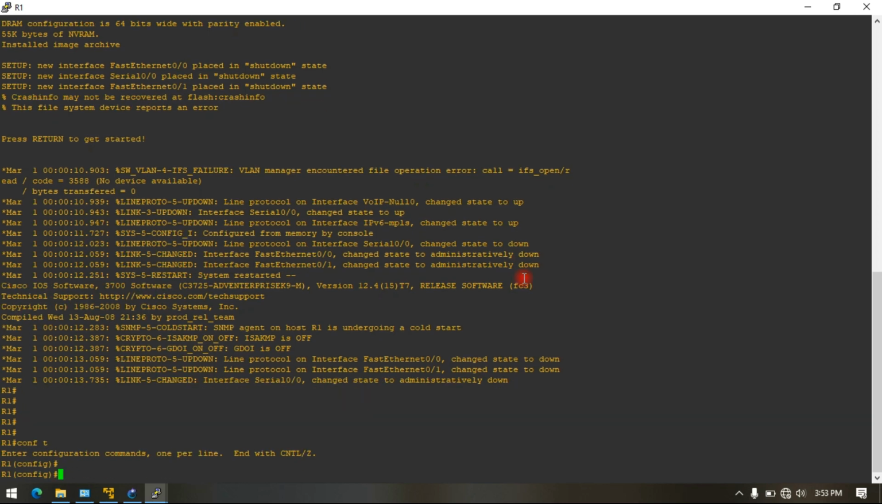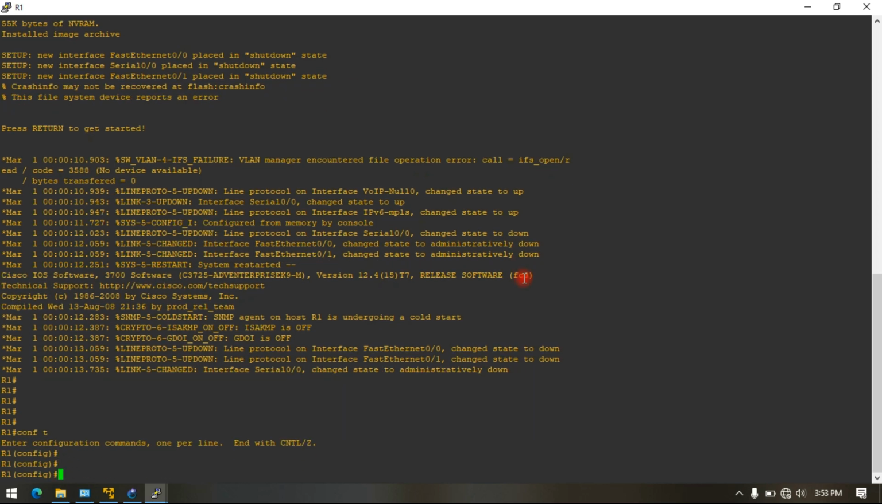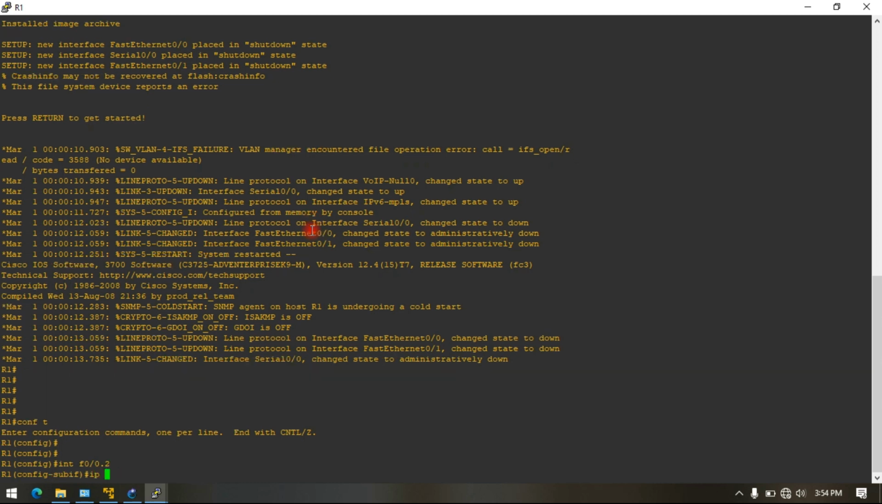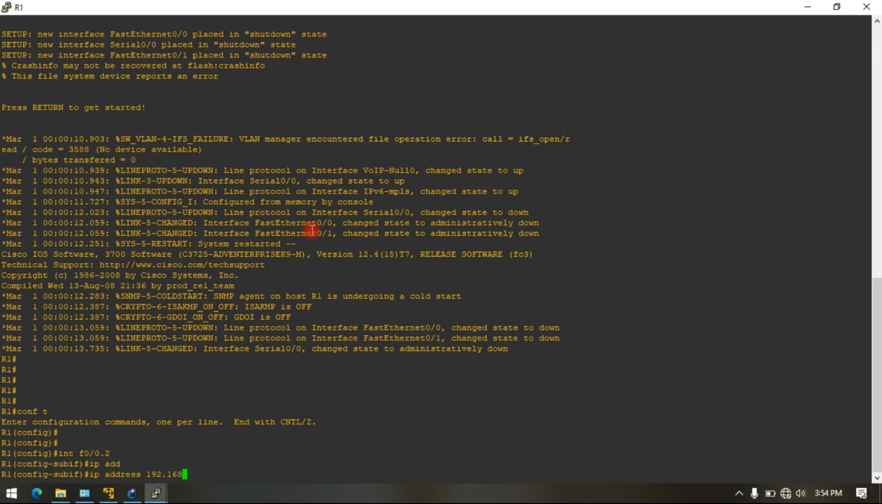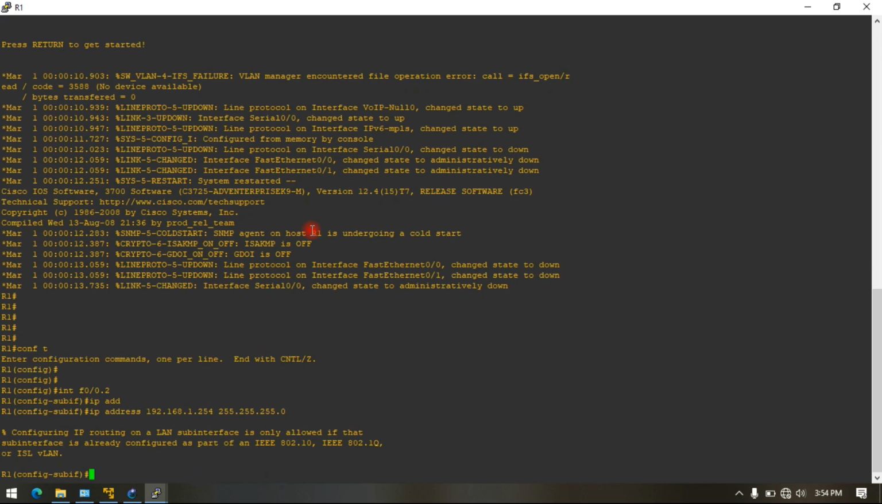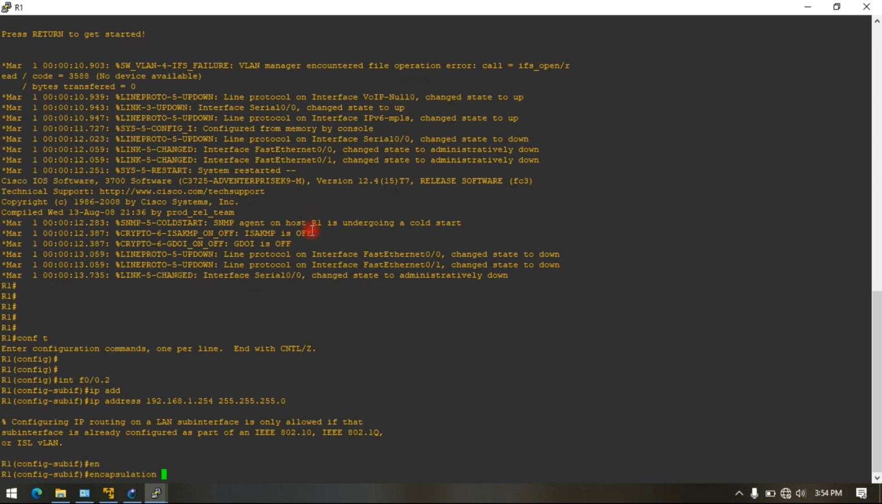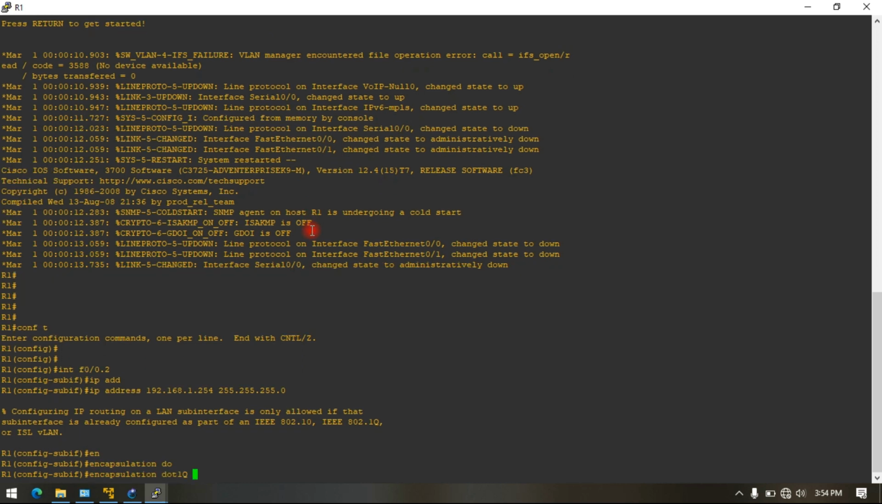So I'll go to configuration mode and configure the first sub interface on FastEthernet 0/0. So I'll do interface fast 0/0.2. The 2 stands for VLAN 2, which I'm going to create later on the switch. So an IP address of 192.168.1.254, 255.255.255.0, and I'll do the encapsulation dot1Q 2.